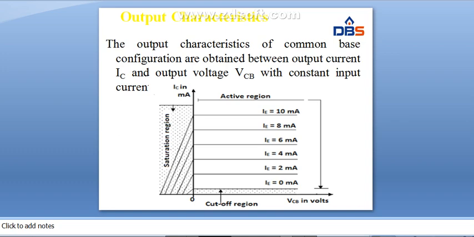Further, IC flows even when VCB is equal to 0. As the emitter base junction is forward biased, the majority carriers, that is electrons from the emitter, are injected into the base region. Due to the action of the internal potential barrier at the reverse biased collector base junction, they flow to the collector region and give rise to IC even when VCB is equal to 0. Here these curves are parallel to the VCB axis. So here IC is independent of VCB.